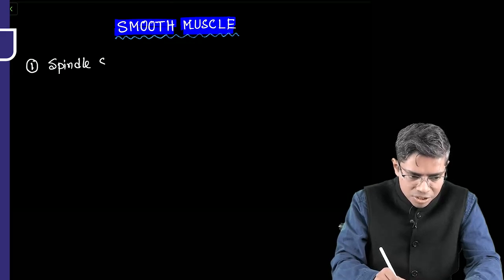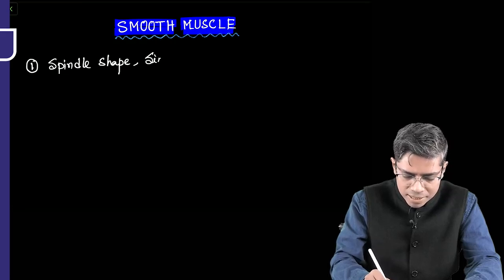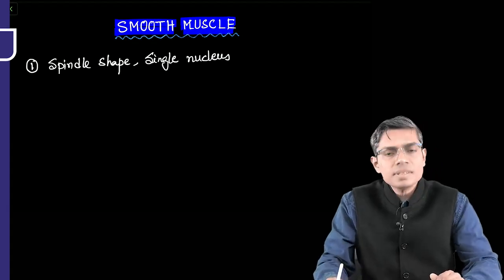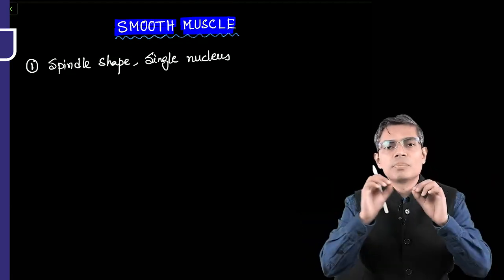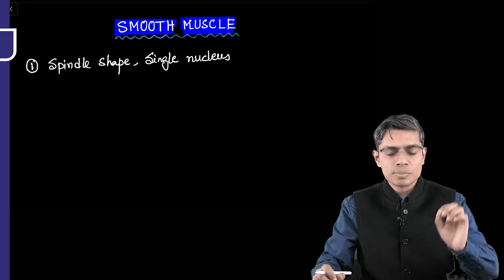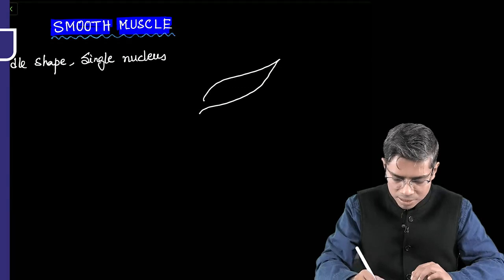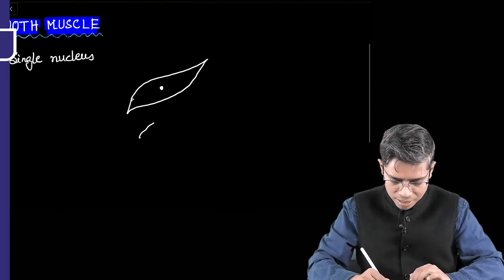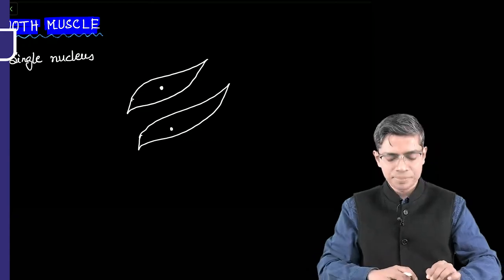It is spindle in shape, so a spindle shaped, single nucleated cell, right? So we have seen that skeletal muscle is a longitudinal fiber with multiple nuclei, but smooth muscle cells are spindle in shape. So if this is a single smooth muscle cell, with a single nucleus and spindle in shape, and suppose this is another smooth muscle cell, again spindle shaped and single nucleated.